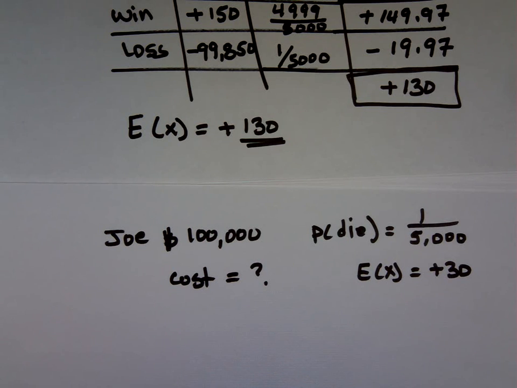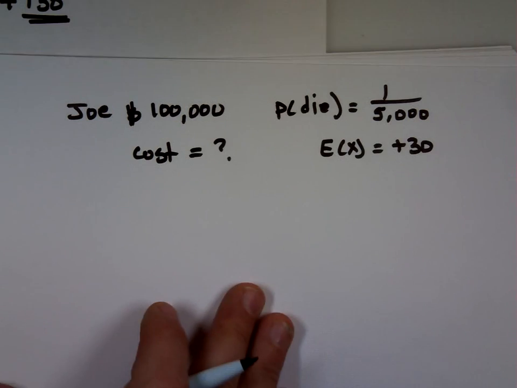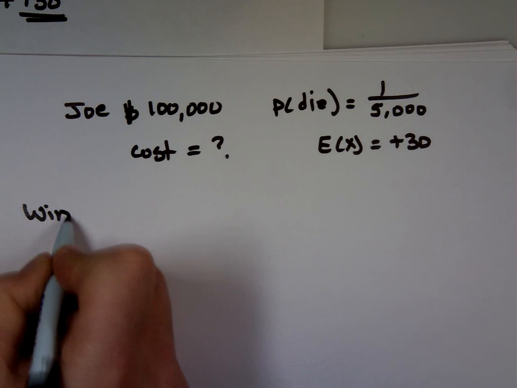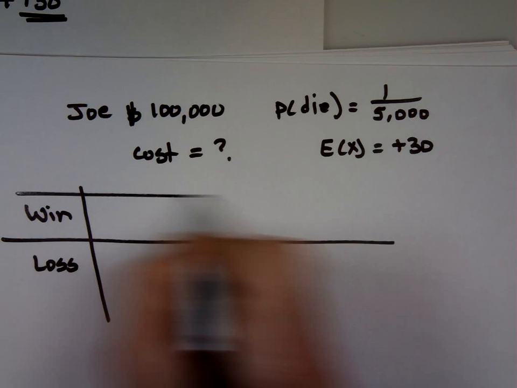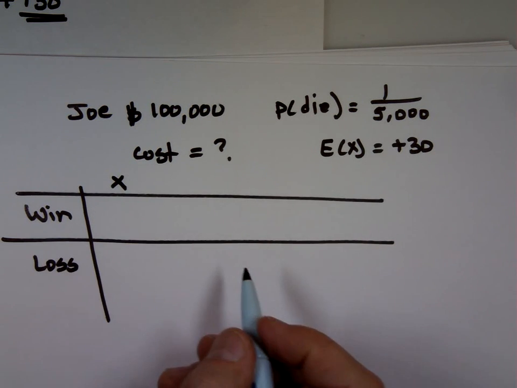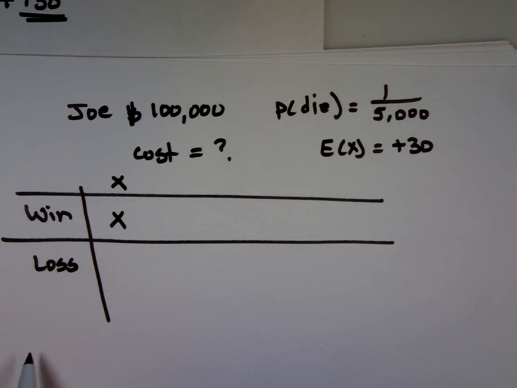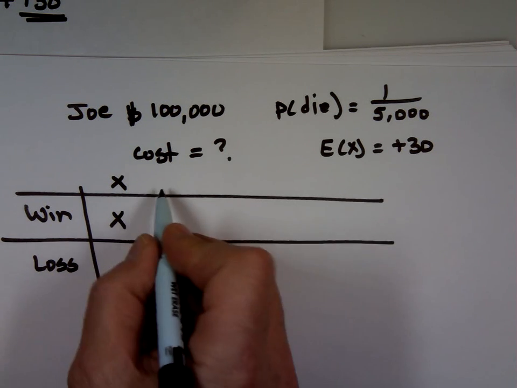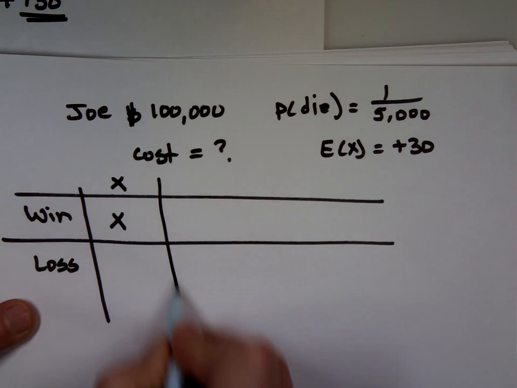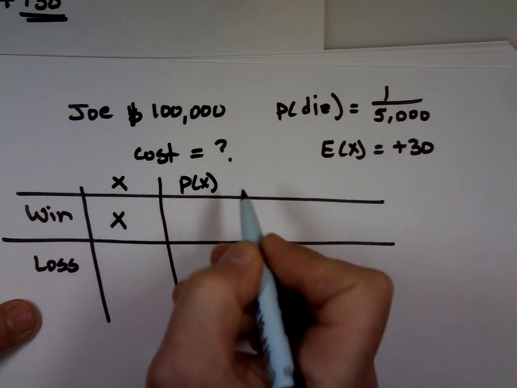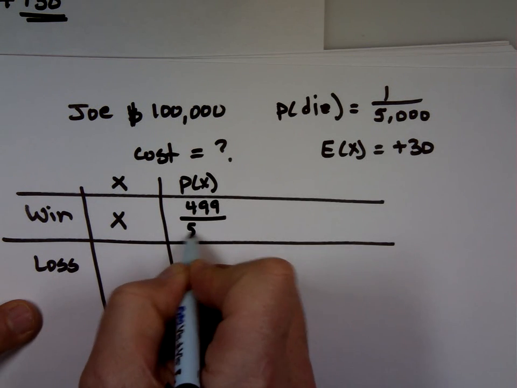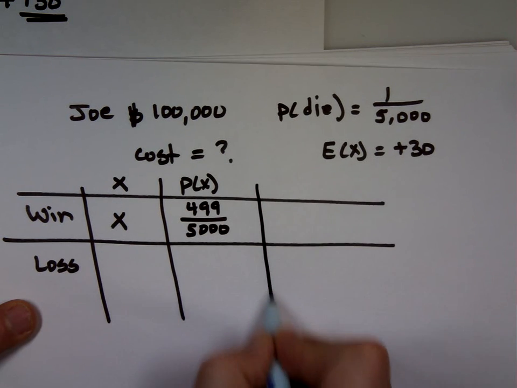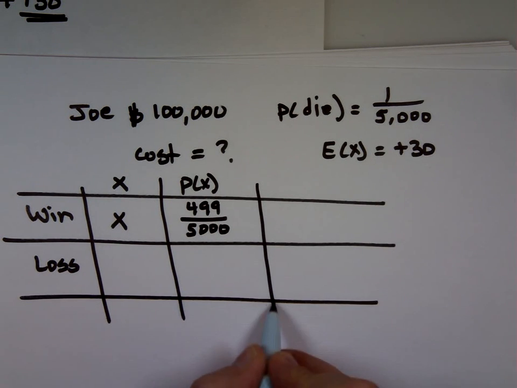We work the problem in reverse now. We go win, loss. We're not sure what we're going to sell them for. Let's call it X. That's the price, the amount. I have no idea how much I'm going to charge. And there's the probability of that. The probability will be what? 4,999 over 5,000. The loss will be what? If something happens to Joe and they have to pay us the money, they have to lose how much?